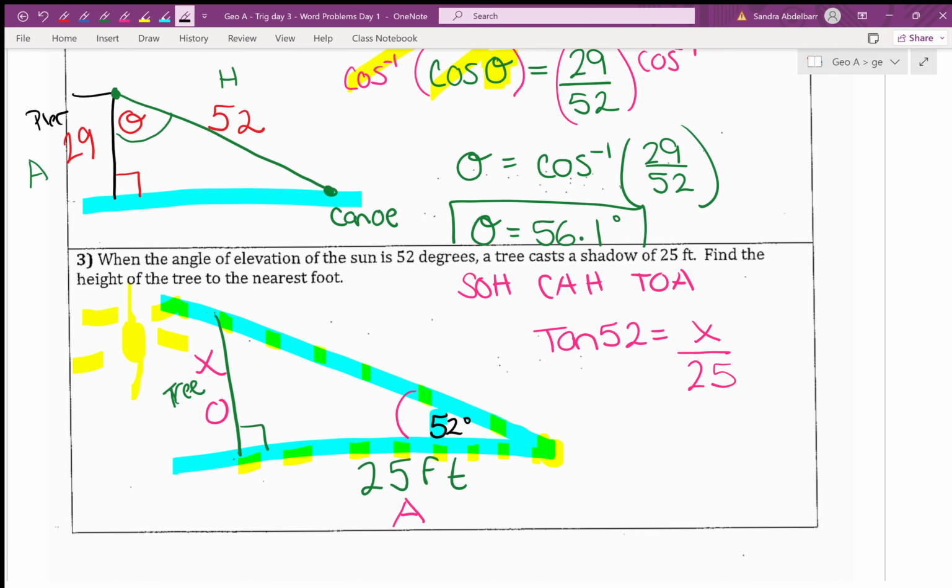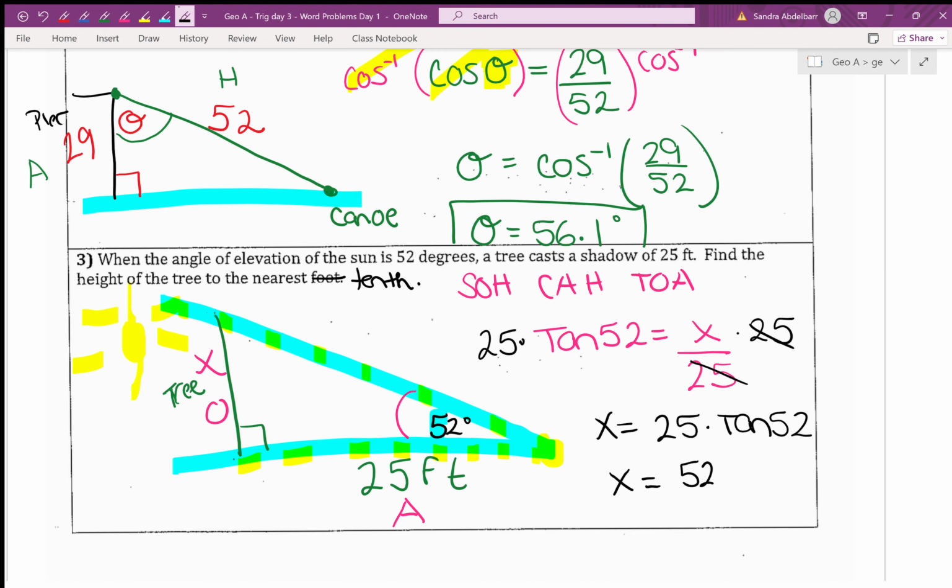Who remembers how to solve this? What should I do? Sam? You got it. We're going to multiply 25 on both sides. So x will equal 25 times the tangent of 52. And can somebody tell me, not to the nearest foot, we're nearest tenth, everything's nearest tenth. Can somebody tell me what that is?